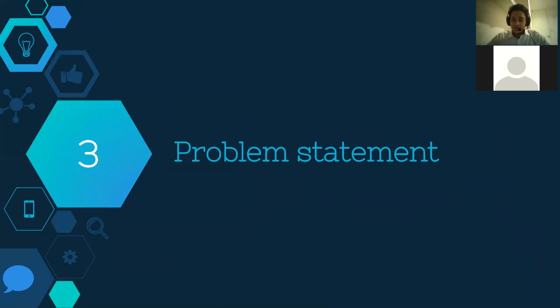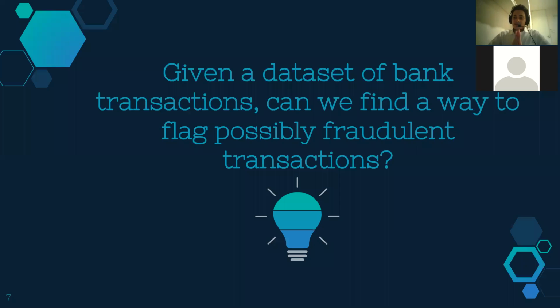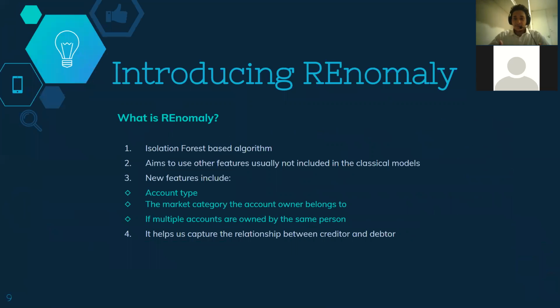Thank you so much, Samia, for this wonderful explanation. So, what is our problem statement here? Well, our problem statement is: given a data set of bank transactions, can we reliably flag the possible fraudulent transactions in them? Well, we would like to introduce Renomaly.